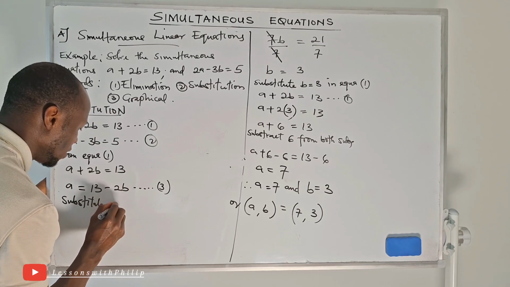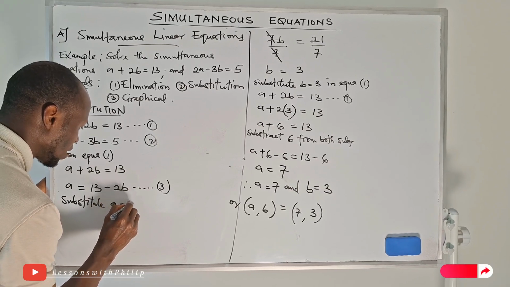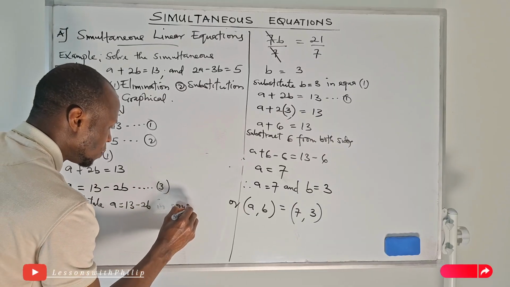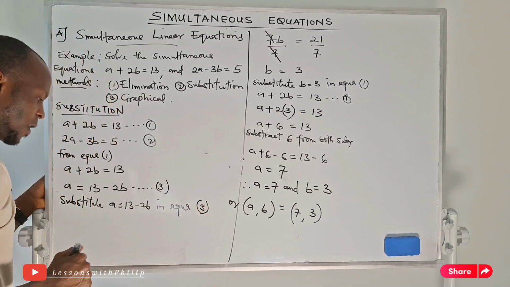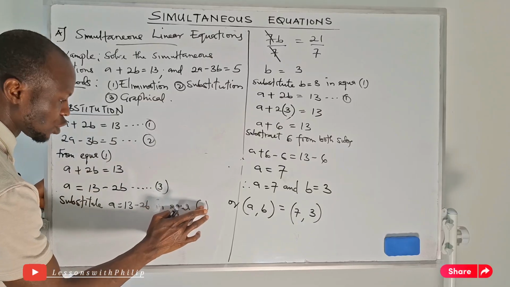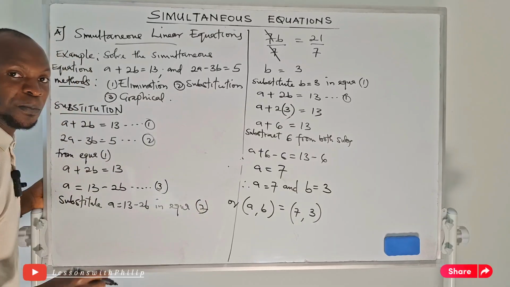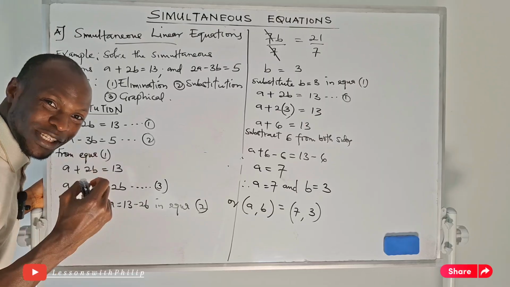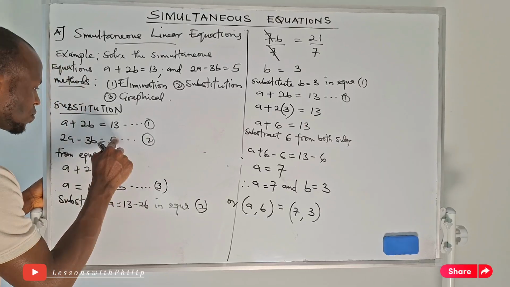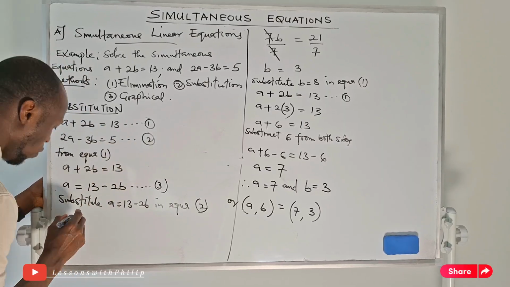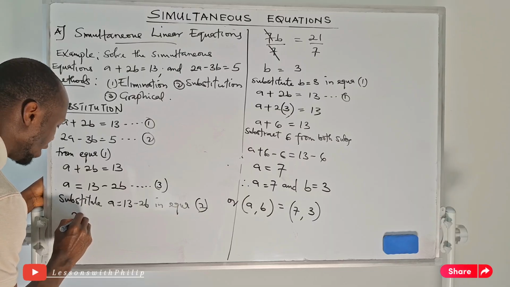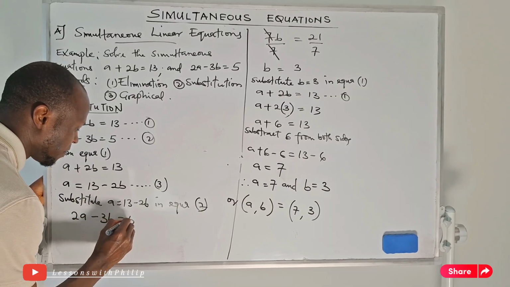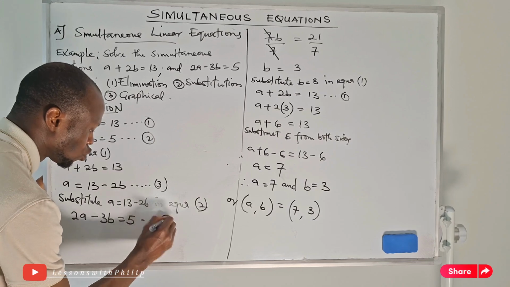the value of a, substitute a equals 13 minus 2b in equation 2. Don't forget a equals 13 minus 2b is your equation 3. So you substitute it in your second equation. So what is your second equation? 2a minus 3b equals 5. This is your equation 2.